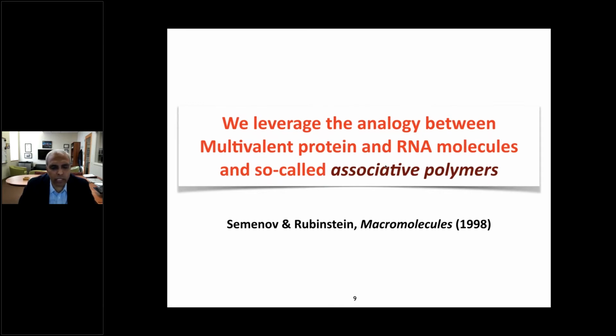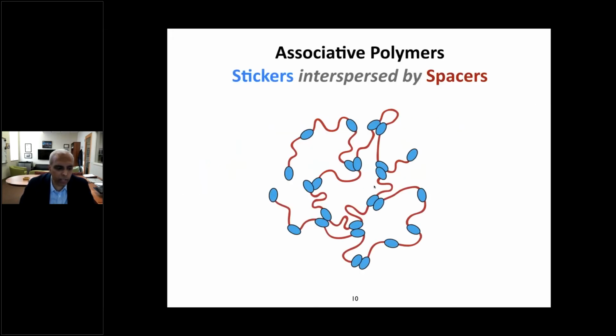To bring a physical framework to bear on this problem, we have borrowed quite heavily from the field of polymer physics, and in particular from the fairly modern, comparatively speaking, field of associative polymers, which generally have an architecture that one can describe as being a stickers and spacers architecture. And the thinking here is quite simple. Shown in blue are the so-called stickers.